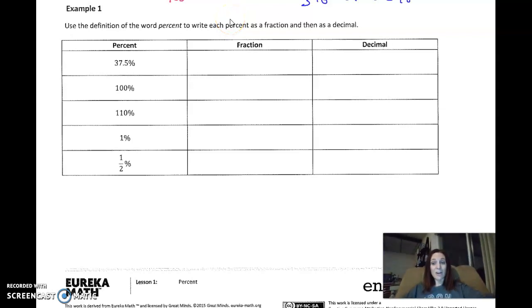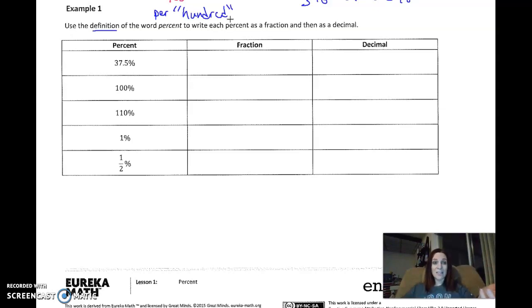Again, in this lesson, we are talking about percents. And remember, when it says use the definition of the word percent, that means our definition basically is just per hundred. Percent means per hundred. So let's use that to write each percent as a fraction and then as a decimal.